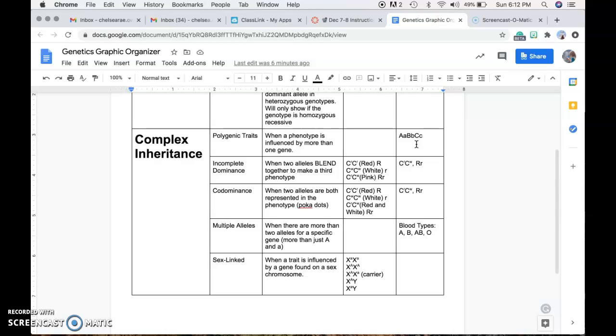We're not just either tall or short. We're not either 4 feet or 7 feet. We're everything in between. So that phenotype is influenced by multiple genes. Then that term is polygenic. Poly meaning multiple and genic meaning genes.